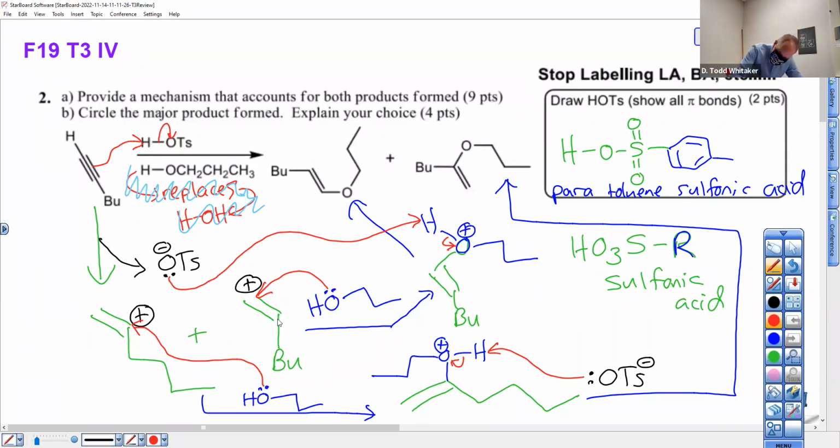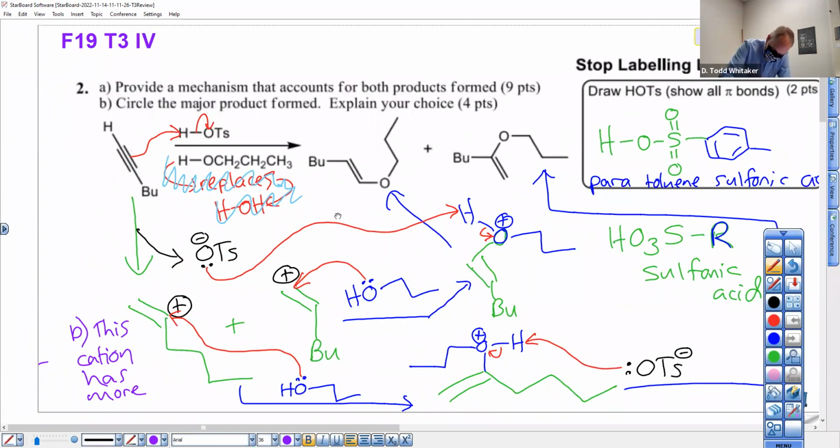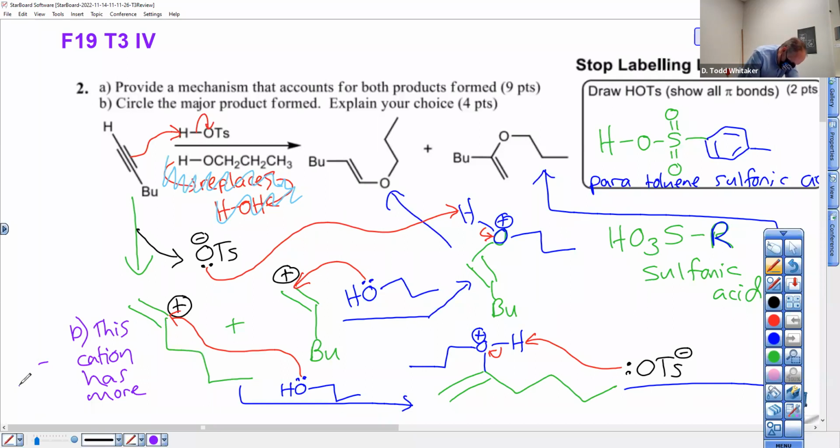Hyperconjugation. So in B, I'm going to say B starts right here. This cation has more hyperconjugation. Oh, it doesn't like when I try to write far left. I told you. Carbocation has more hyperconjugation. So it forms faster. And when I say this, we're talking about this guy right here.